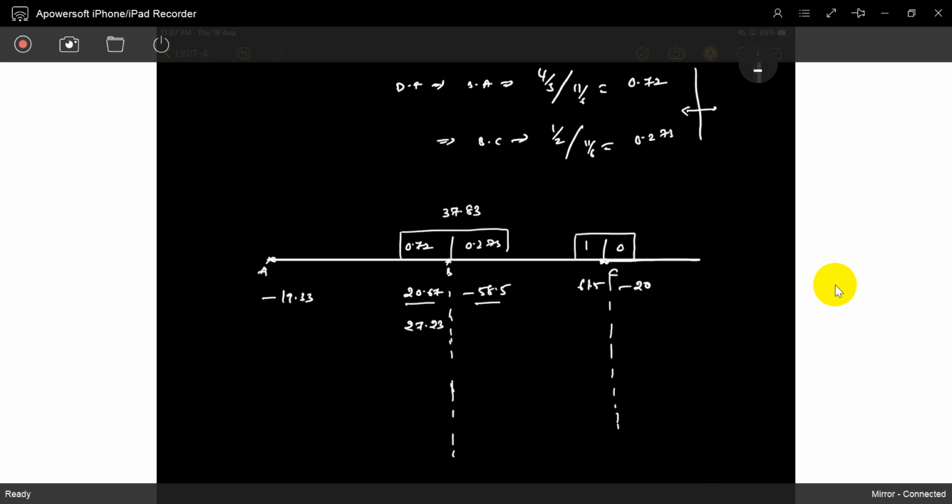37.83 multiplied with 0.27 is 10.21. Get it now? If you observe, you will get 47 point something on both sides, both are equal. That's it. But you have to do joint C next.